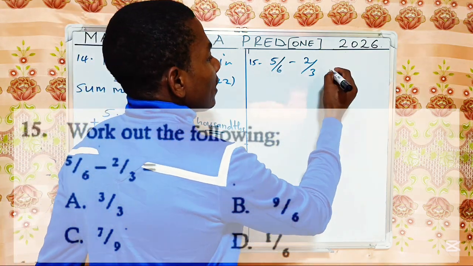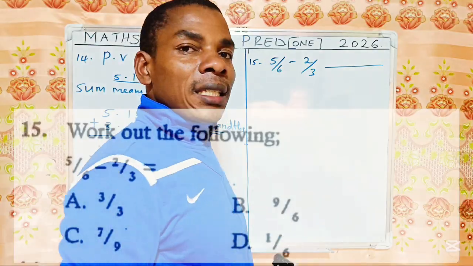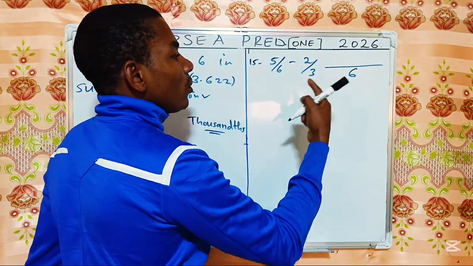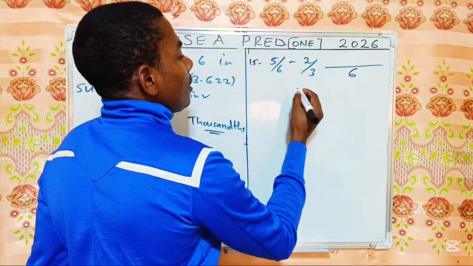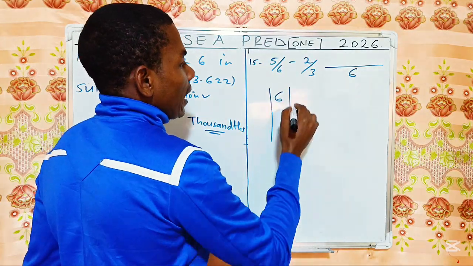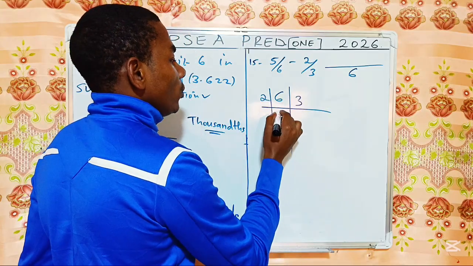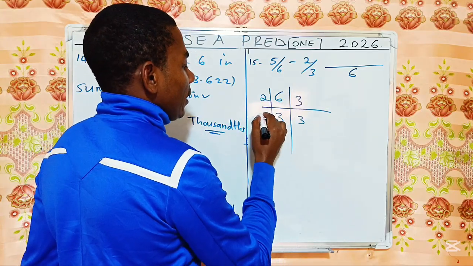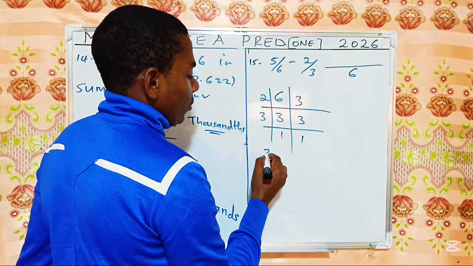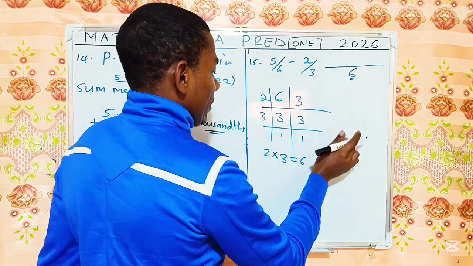So when it is like this, you find the LCM. The LCM of 6 and 3 is 6. How to find the LCM? You put 3 here, then divide by the smallest number, 2. You get 3, you get 3. Then 3, you get 1, 1. So you take 2 times 3 to get 6. So the LCM is 6.